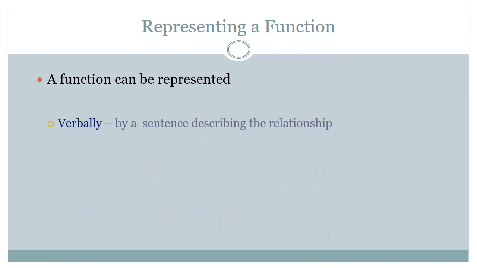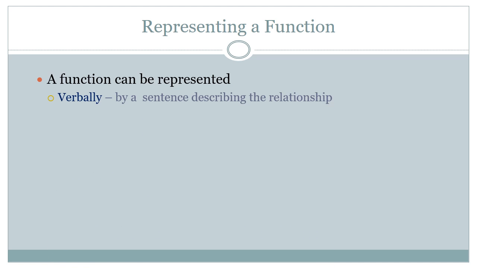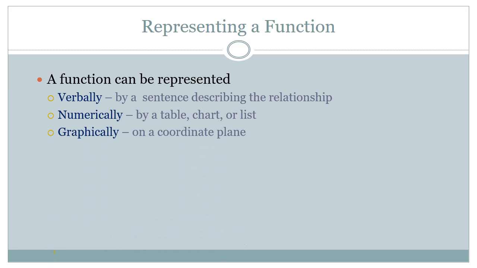Now, when we represent a function, we can represent it verbally by a sentence that describes the relationship. We can represent it numerically. We can show it on a table or a chart or a list of numbers. We can also represent it graphically on a coordinate plane. And we can represent it algebraically through an equation that relates x and y together.